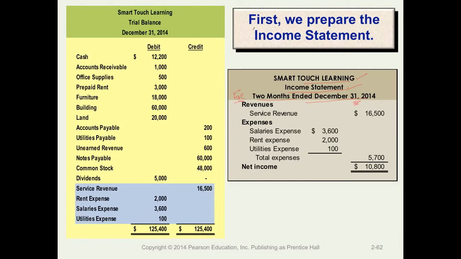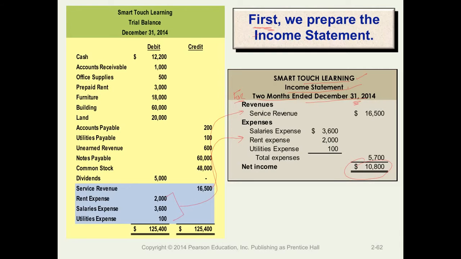And once again, remember the order of financial statement preparation. We have to prepare the income statement first. So first thing we do is we just take the revenues and move that to the income statement, and then we take the various expenses and move those to the income statement as well. And net income for the 2 months ended December 31st of 2014 is $10,008.